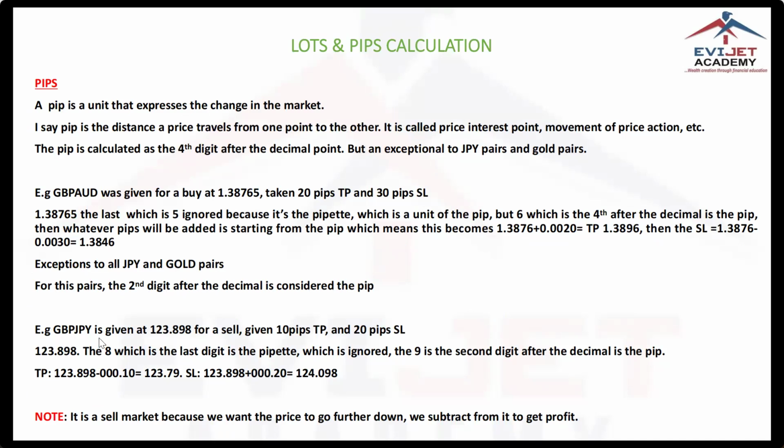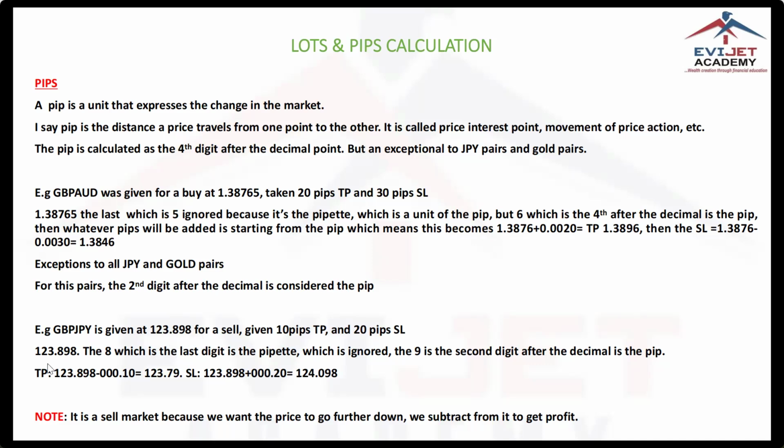For example, given a JPY pair at 123.898 for a sell, given 10 pips TP and 20 pips SL. Now take note of this: it's given for a sell. So the TP will be below the entry price, so TP will be minus. Then the SL will be above, greater than the entry.